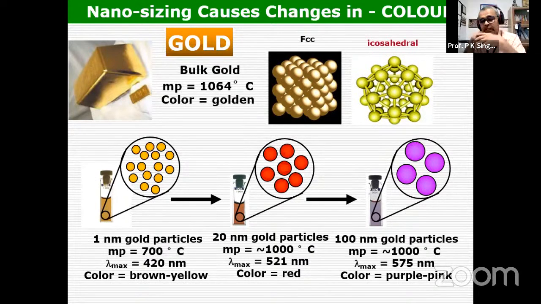Its property is different. And the same gold material, if you are able to make a 20 nanometer gold particle, its color is totally different. Its structure is also different. And if you are able to make 100 nanometer, more towards nano, then it's, you can say, total purple pink. So the same material you can develop, and it is nothing related with only color. Total property is going to change.